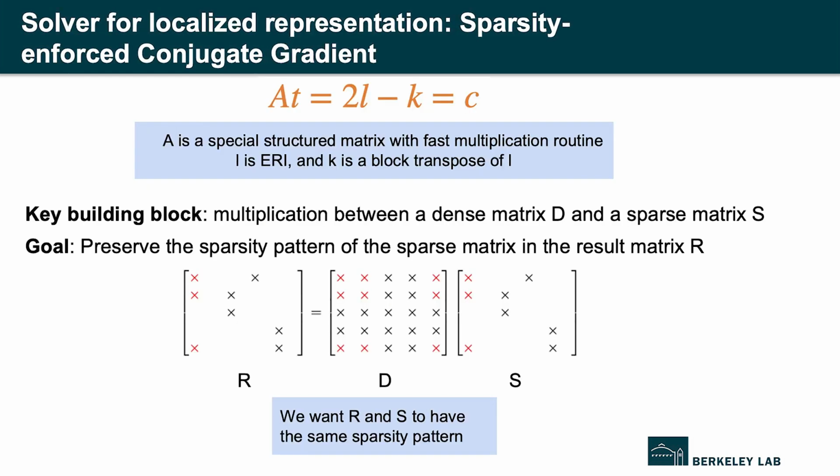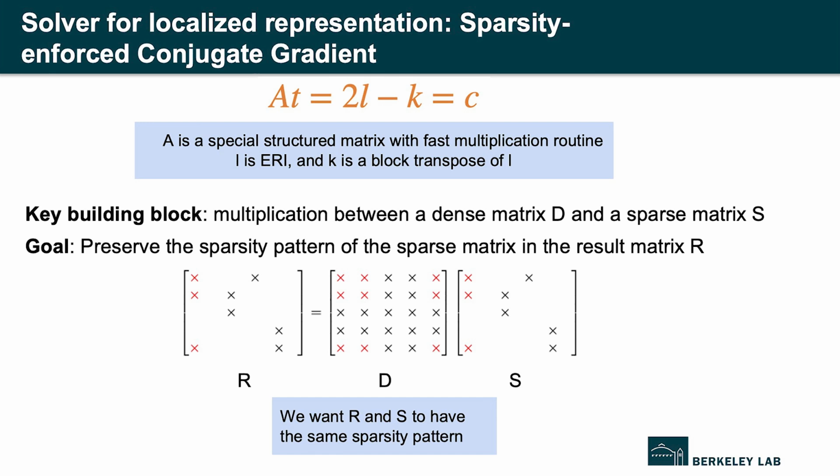So mathematically speaking, if we use a localized representation, the problem that we are trying to solve is just a simple linear system, a linear system solver with a special matrix A that has fast multiplication routines and a sparse right-hand side C, which we used all these efforts in the previous slides to build, using localized orbitals.